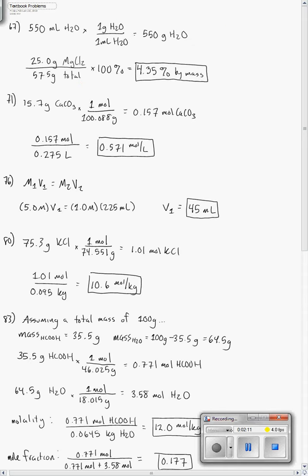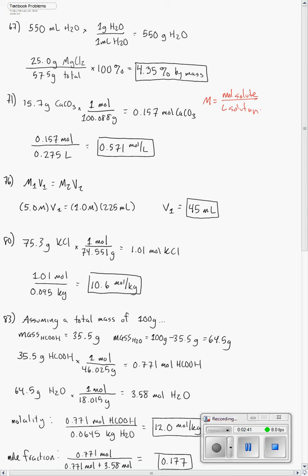All right, number 71, we're dealing with a different concentration unit. In this case, it's molarity. Molarity is moles of solute divided by liters of solution. In this case, we're told that we have 15.7 grams of calcium carbonate, and we're dissolving it in enough water to make 275 total milliliters of solution.